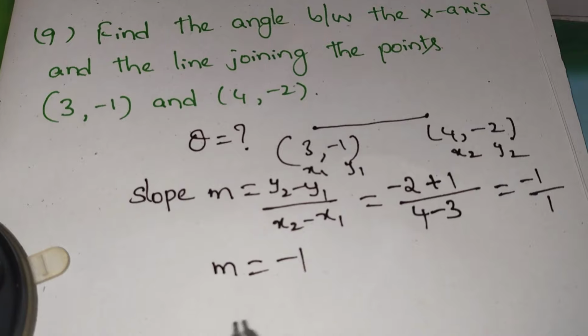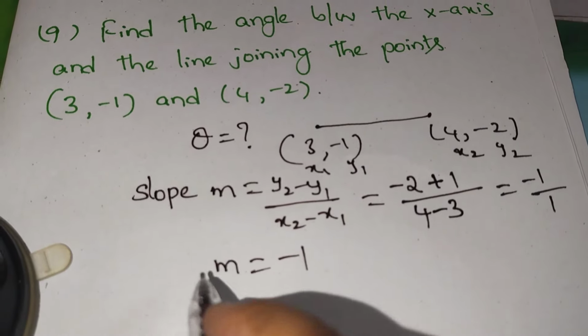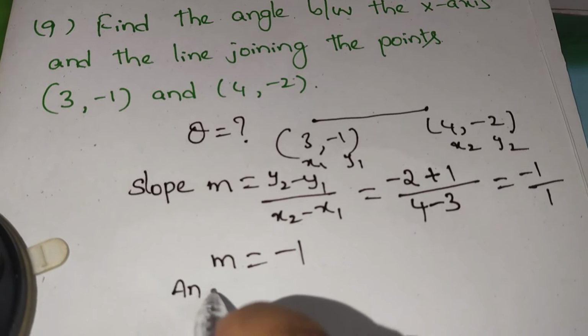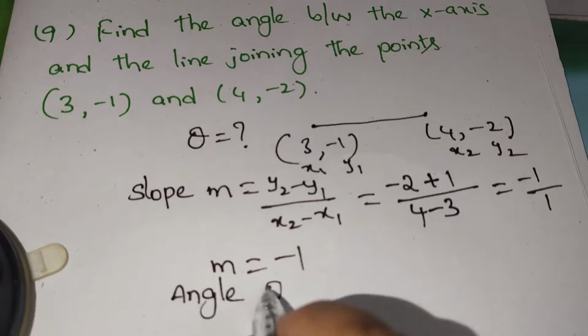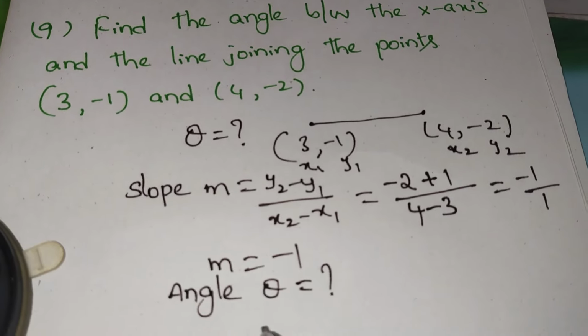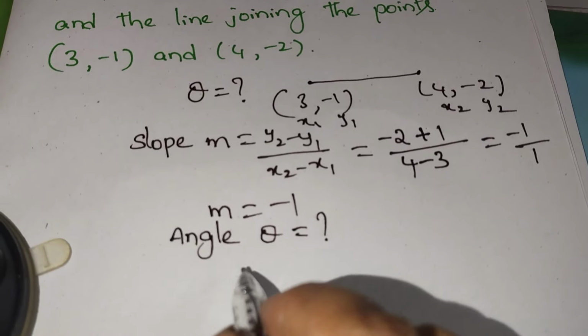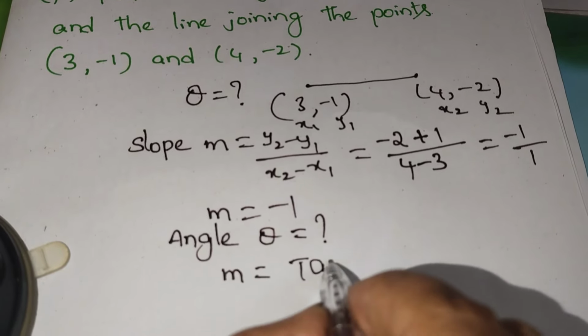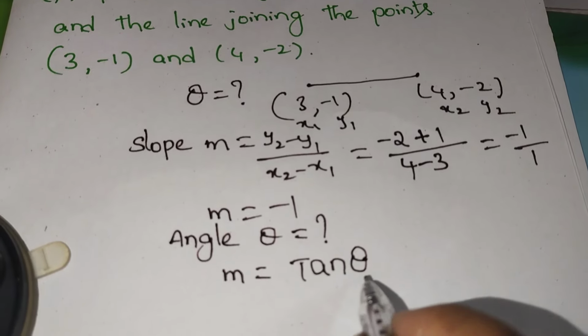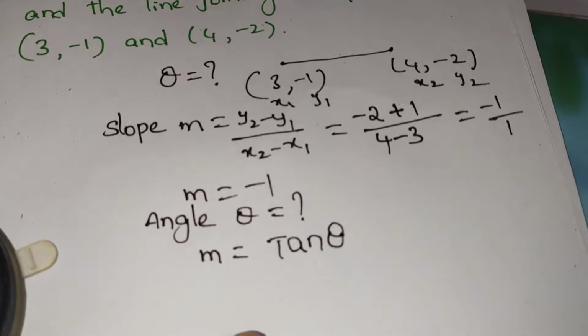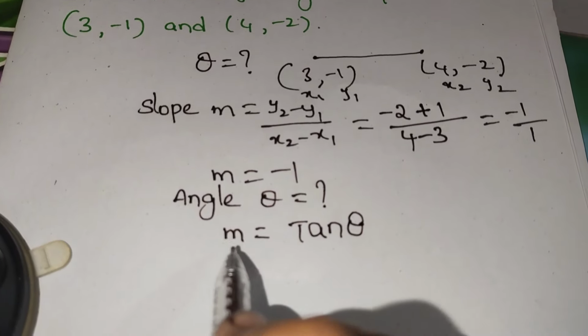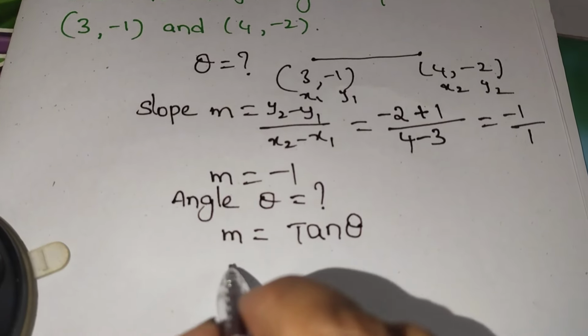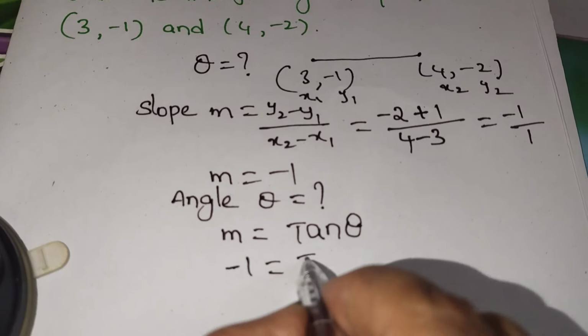So by using the slope, find the angle. The angle is theta. We need to find this angle. We know that when we know the angle, the slope is m equals tan theta. We need to find this theta. So we already got the m value is minus 1. Right, minus 1 equals tan theta.